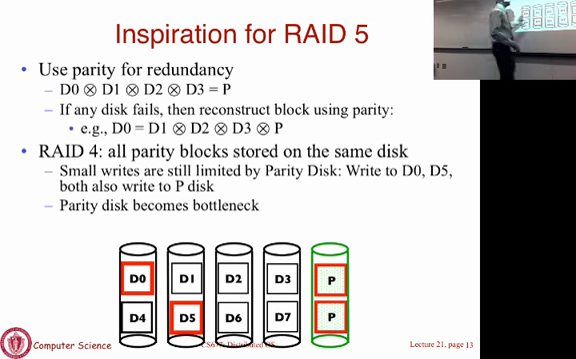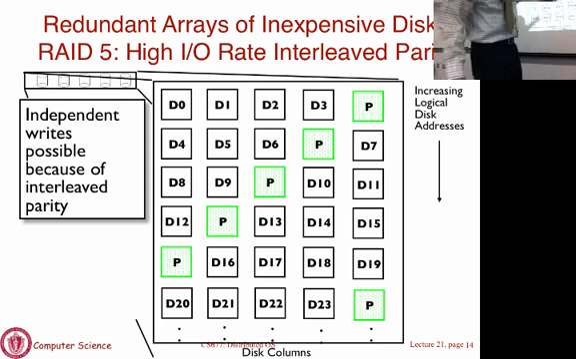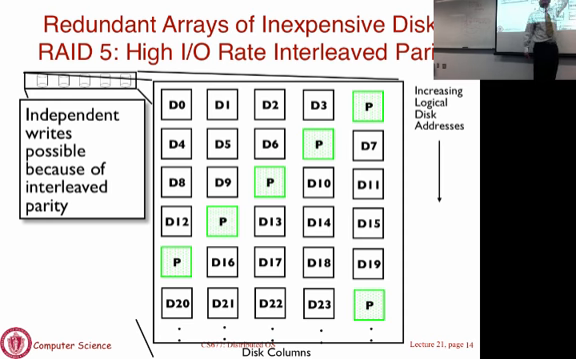So RAID 4 has a dedicated parity disk. What RAID 5 does is distributed parity. There is no real parity disk. As is shown here, the parity blocks are spread across the disks. For that parity group, D0, D1, D2, D3, the 4th disk holds the parity block. For the next 4 blocks, the parity block is here. For the next 4, the parity block is here. So the parity block is itself distributed. Whenever you write, the parity writes are also spread across all the disks, and the load is balanced. That is basically what RAID 5 does for you. Same as RAID 4, but no dedicated parity disk. Parity is also spread out.